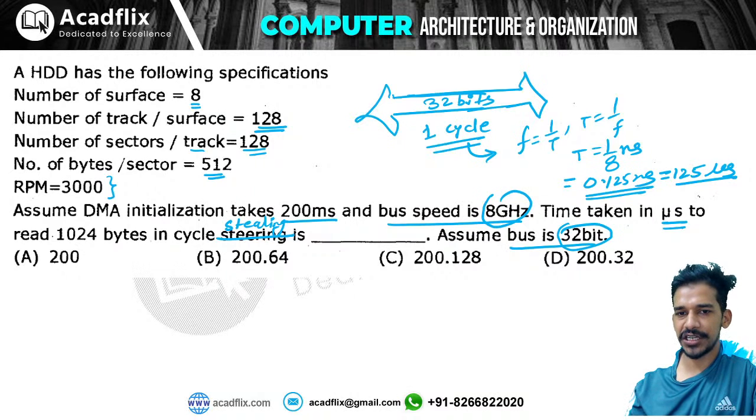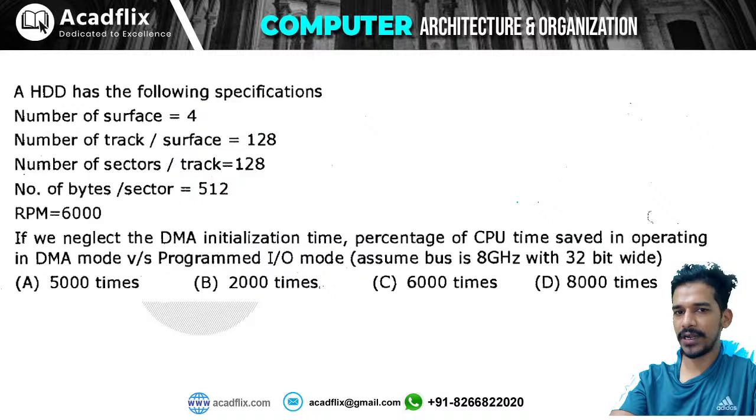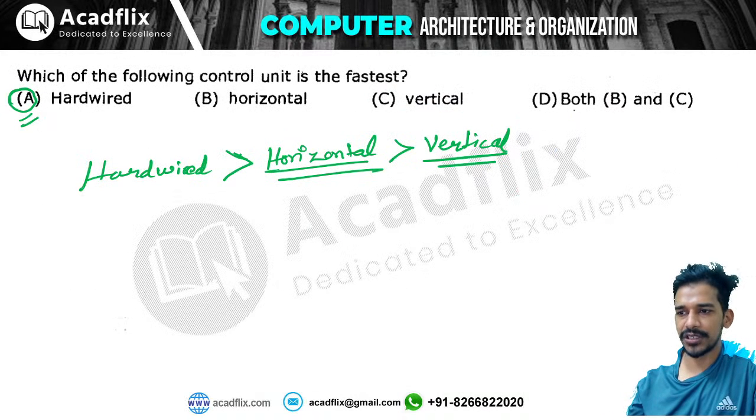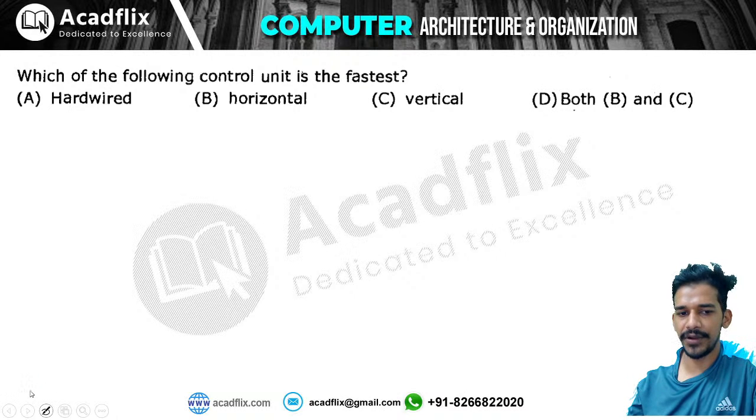Okay, DMA initiation takes 200 milliseconds, and the bus speed is this. I hope you know the diagram. If you remember the diagram, then this question is very easy. What is the process of transferring the data from disk to DMA?